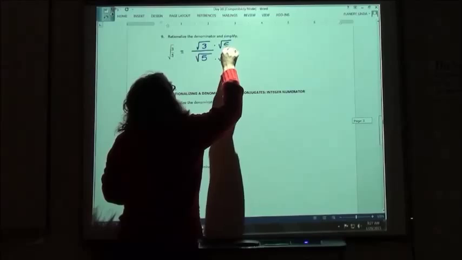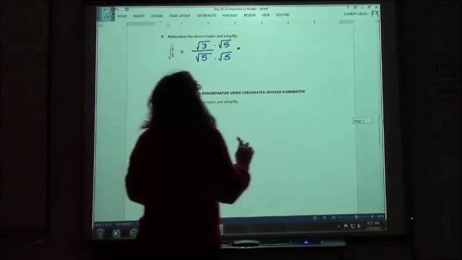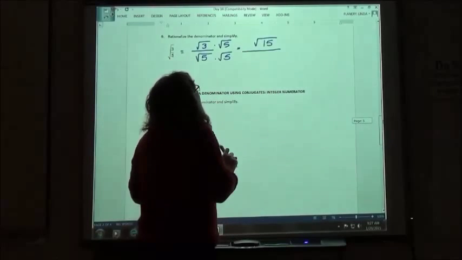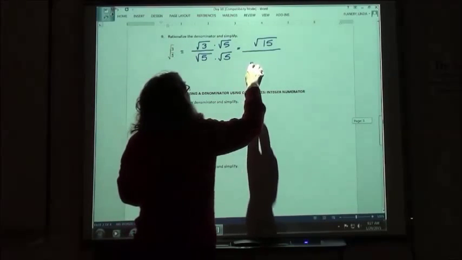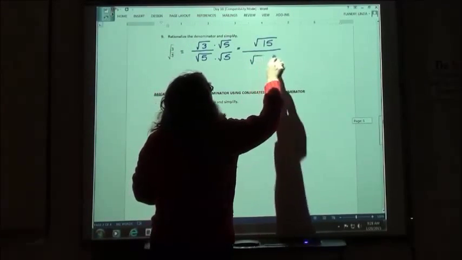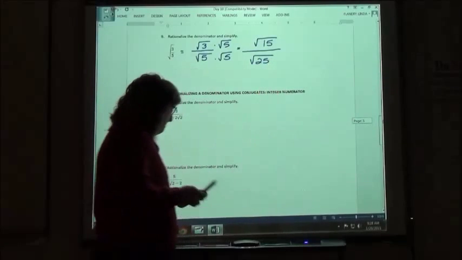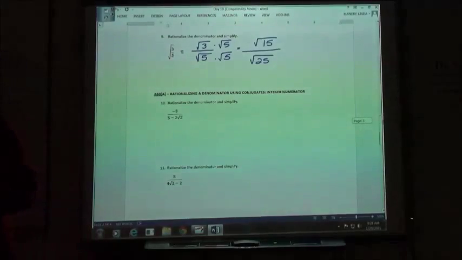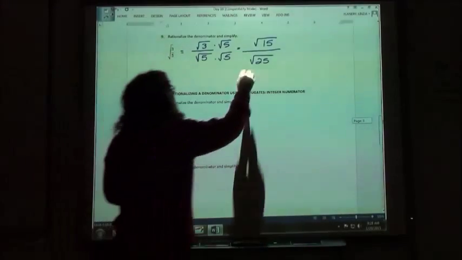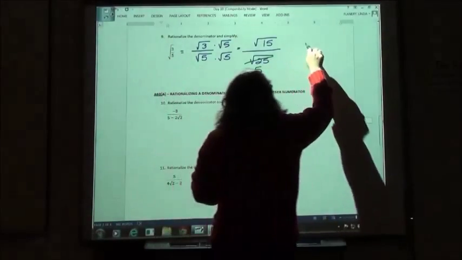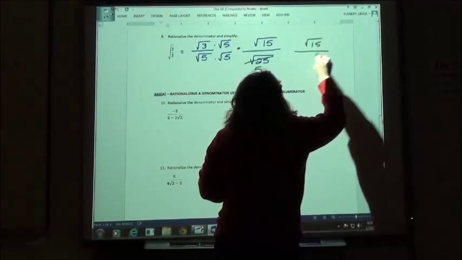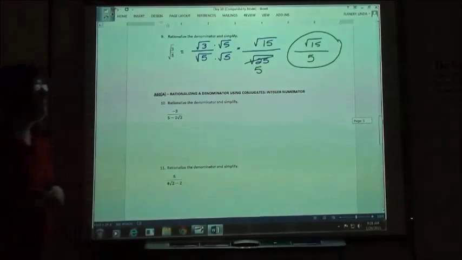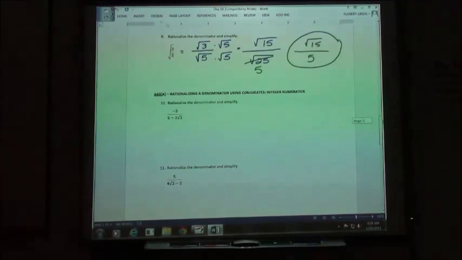And so on top, I'm going to have square root of 15. On the bottom, I'm going to have square root of 25. I'm then going to simplify that bottom. The square root of 25 is 5, that nice whole number 5. And so I get the square root of 15 over a plain old 5 for my answer. All right.